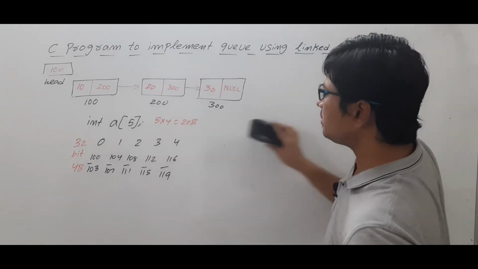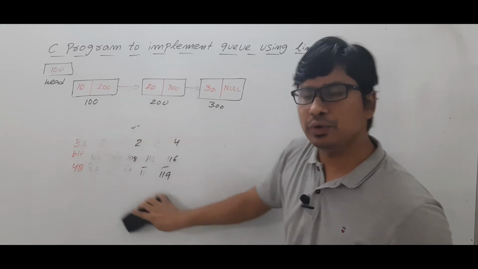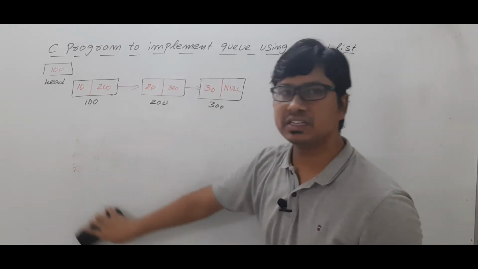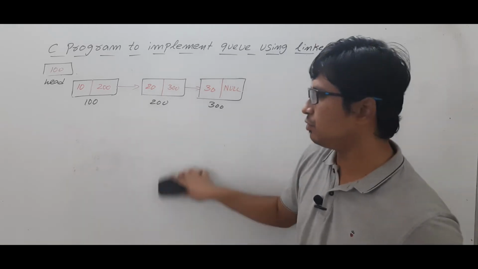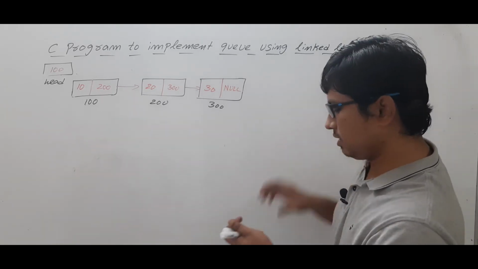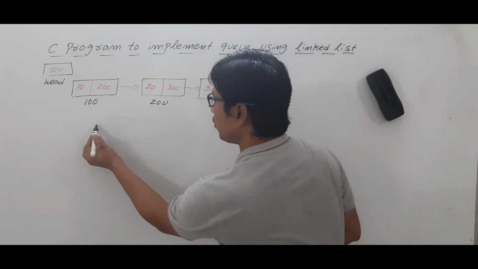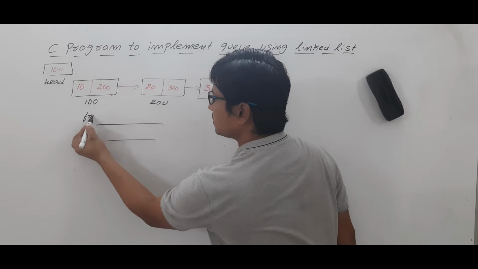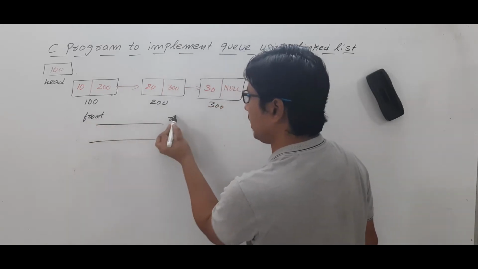Now let me discuss the queue. Queue is a linear data structure where the operations such as enqueue and dequeue will be performed in a particular way. Now let me give an overview about the queue. Okay, we will have two pointers or two variables called front and rear.